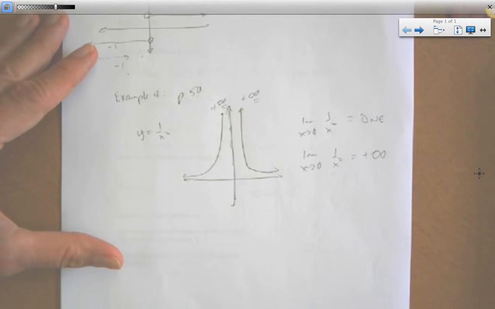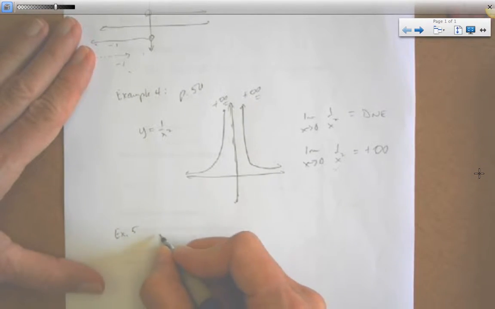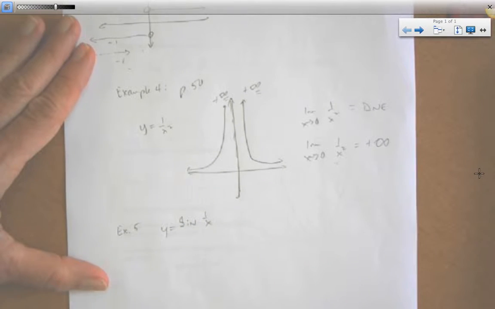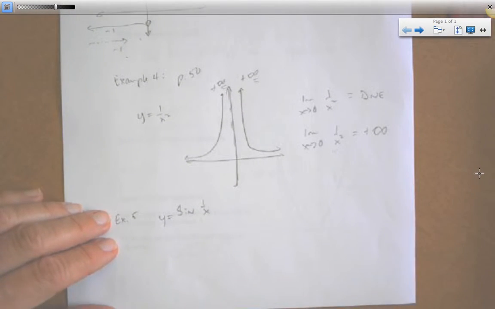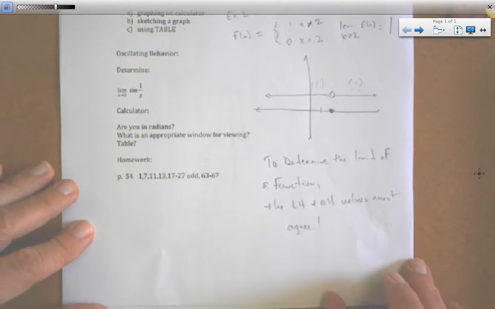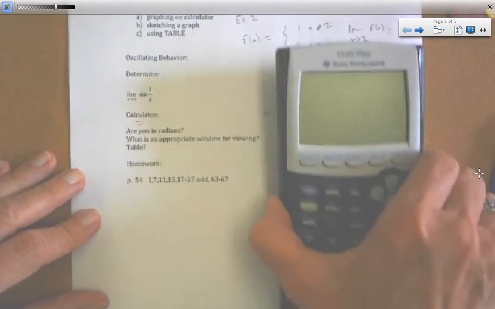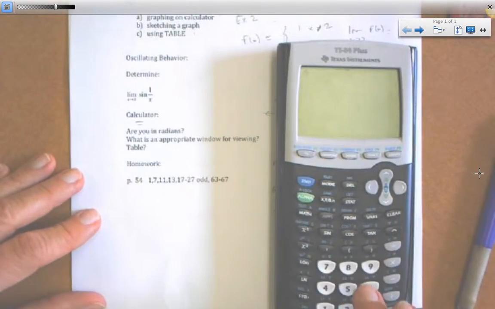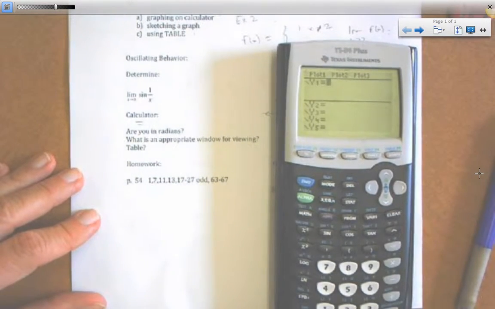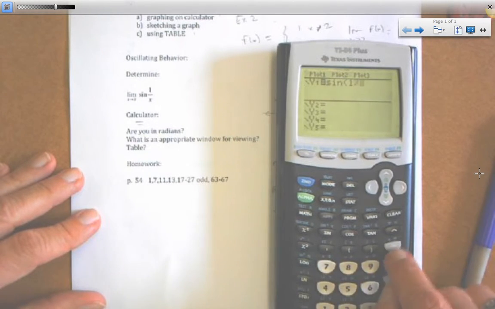All right, let's look at another special case, example 5: y equals the sine of 1 over x. Let's go back to your notes. Okay, let's go to the calculator and practice a little bit. Go to your y equals key, clear out the function that's in there, and type in sine 1 divided by x.